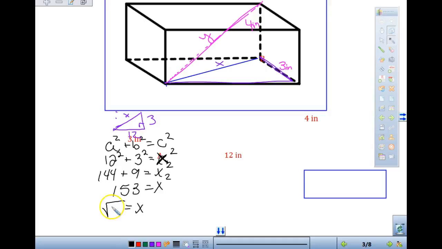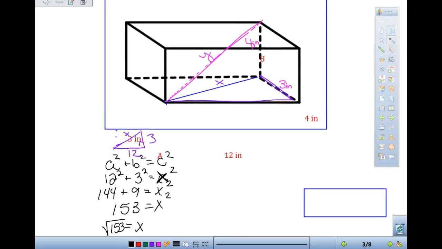Exact. Square root of 153. Okay? That was my first picture. Here's the second picture that we're going to be looking at, and I'm going to make it pink over here. The second picture had another right triangle.